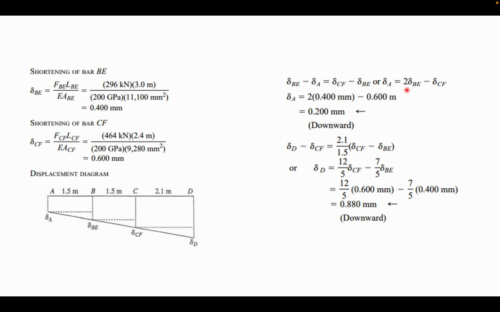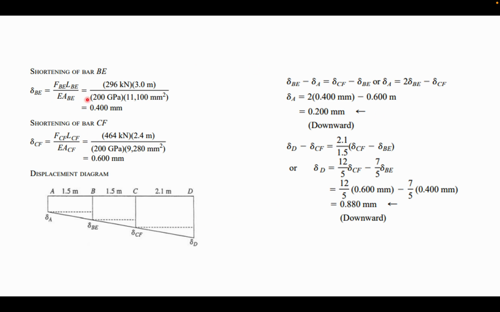Finally, in order to find delta A and delta D: for delta A, we can see the expression delta A is equal to 2 delta BE minus delta CF, and since we know the values of delta BE and delta CF, we can substitute them, and finally we get the value of delta A as 0.200 mm downwards. Similarly for delta D, we get the equation delta D is equal to 12/5 delta CF minus 7/5 delta BE. Here we substitute the known values of delta CF and delta BE, and the value of delta D comes out to be 0.880 mm downwards.